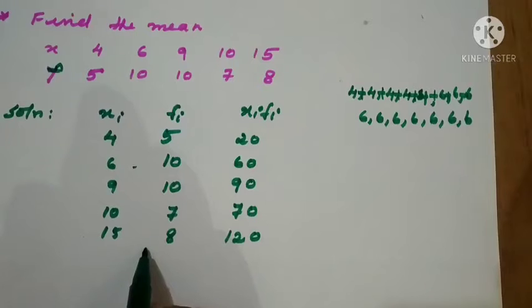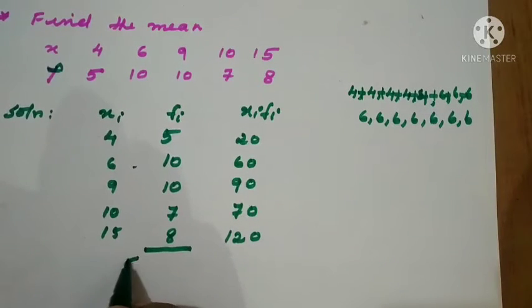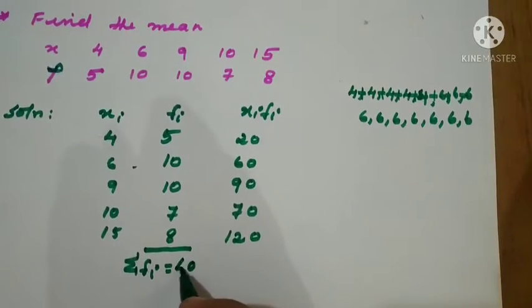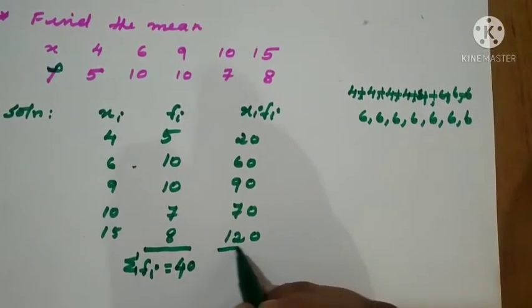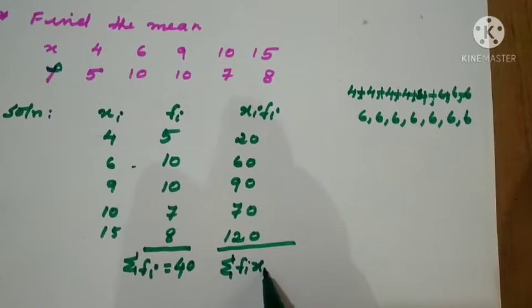Now what is the next step? We should calculate the sum of fi. We can use the sign like this, it is called sigma. What is sigma fi? If you add, we will get 40. Now in the same way this column should be added. What should we add in front? Sigma. Then the column is fi xi or xi fi.